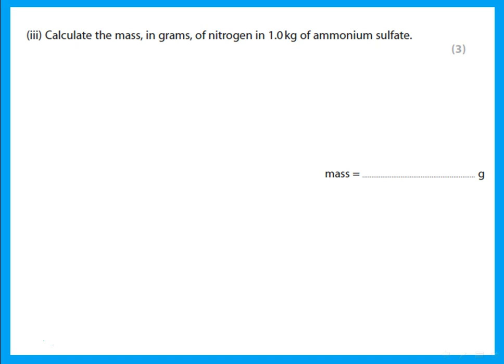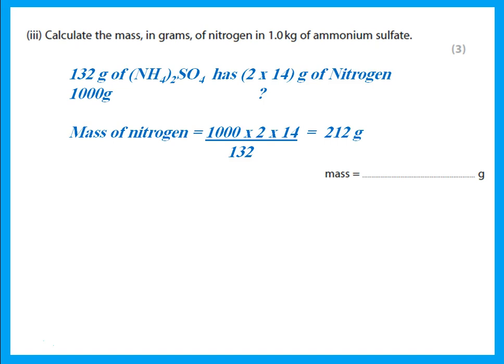Calculate the mass in grams of nitrogen in 1 kilogram of ammonium sulfate. Okay. Ammonium sulfate, we just calculated that its total MR is 132. That means that if I have 132 grams of ammonium sulfate, it has how many grams of nitrogen? Each ammonium sulfate has 2 nitrogen. So 132 grams of ammonium sulfate has 2 times 14 of nitrogen.